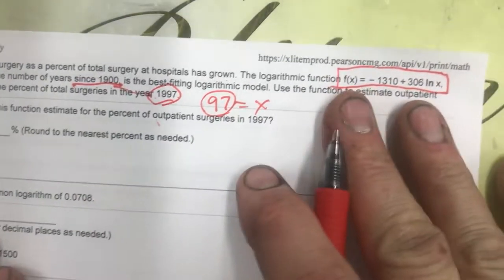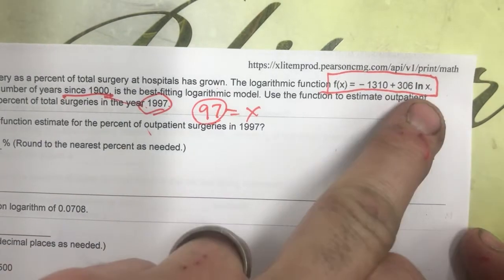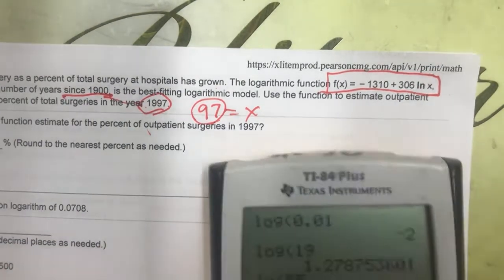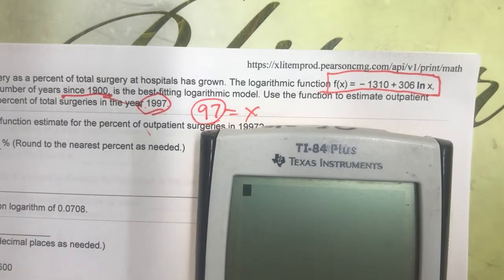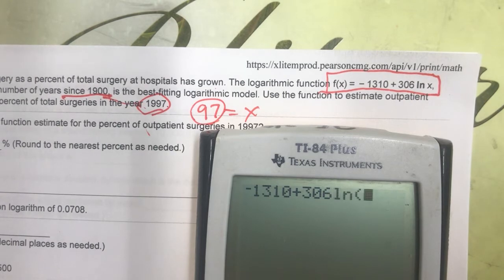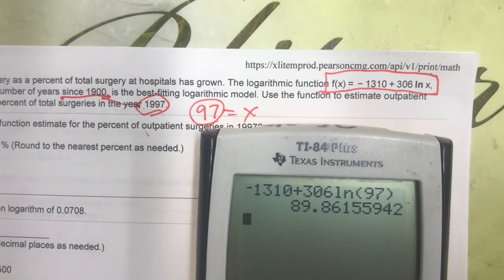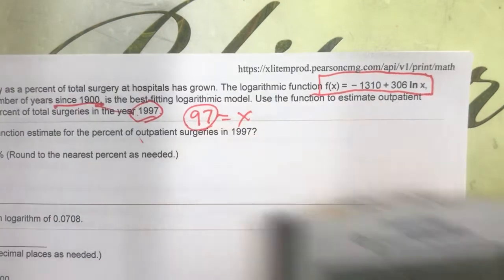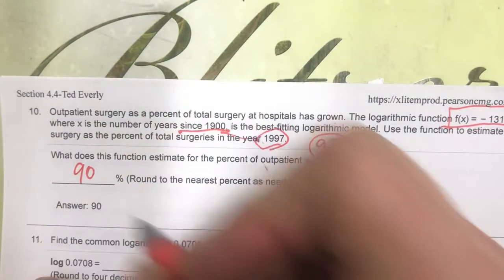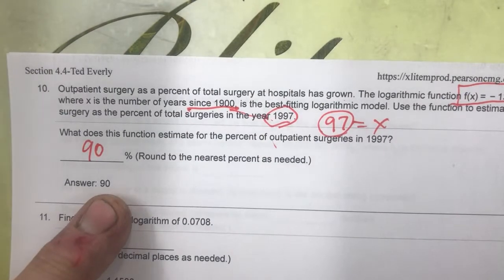So basically I'm just going to type this in and I'm going to put 97 in for x right there. So we'll do that. -1310 plus 306 natural log 97. And there it is, 89.86, which rounds up to 90. 90%. And you can see the answer right there.